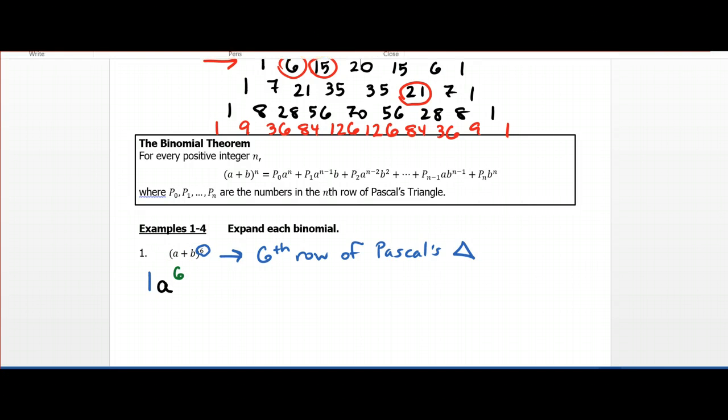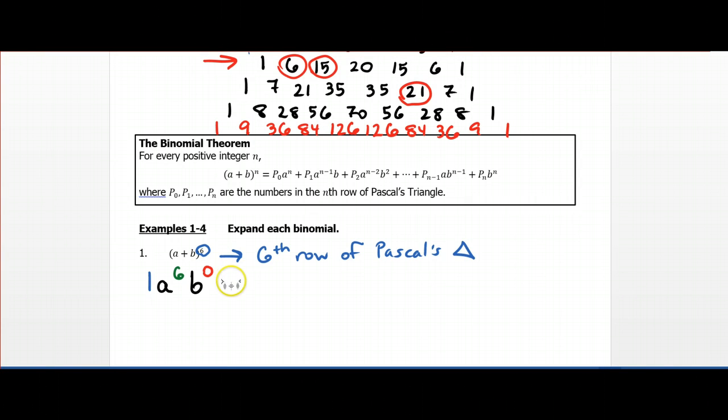Okay, then I take the next term in my binomial, which is b, and I take b to the 0 power. So it's going to be 1 times a to the 6th times b to the 0. That's going to create the first term in my expansion.